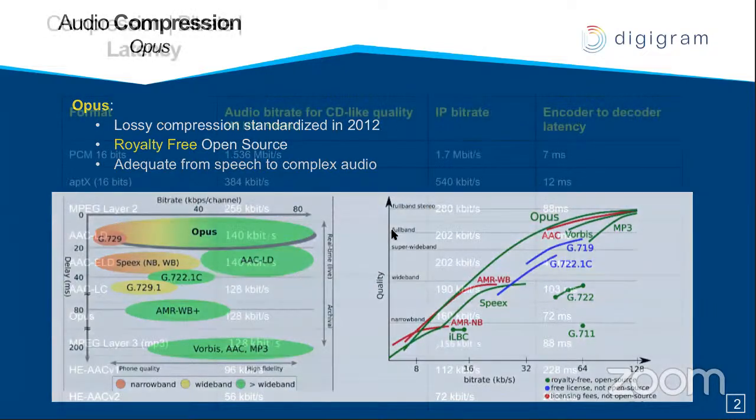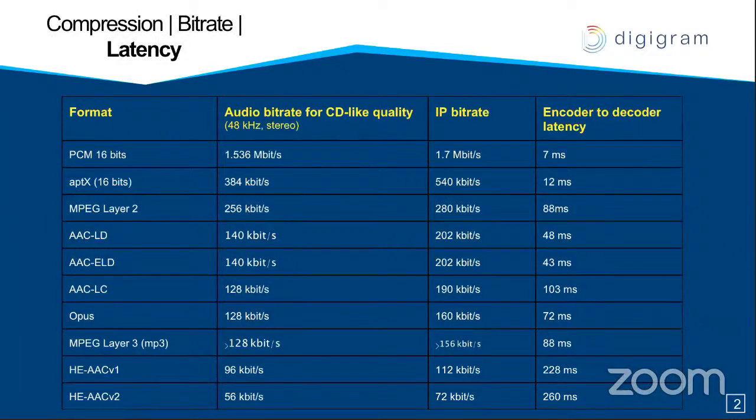So to make it a little more understandable, what I did is I put all of these formats in a chart, where you can see PCM, and I'm sorting from fastest to slowest bit rate. So it gives you an idea of the different compression formats that are out there, what the bit rate is, and what the encoder to decoder latency is.